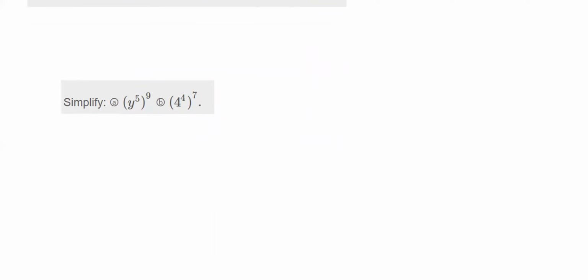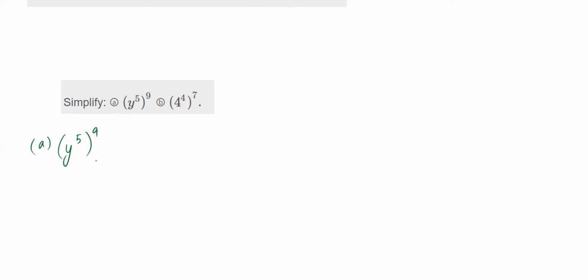Here's an example. Let's look at A. y power 5, the whole power 9. Okay. All right. The power is 9 and the base is y power 5, right? That's how we understand this. But you see that the base already has a power, right? So then you will begin to see this as power to a power. So you have y power 5, power 9, okay?